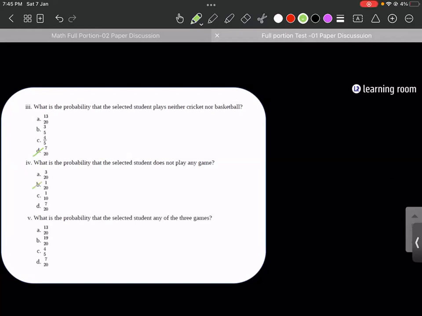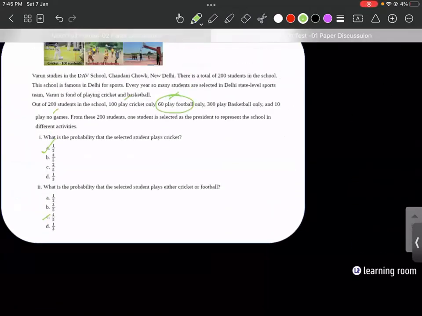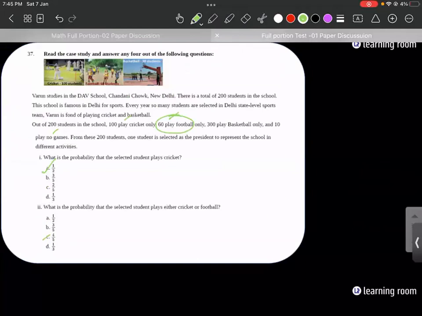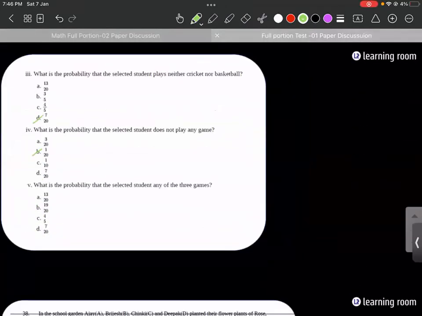What is the probability that the selected student plays any of the 3 games? So 160 plus 300. This is a mistake actually. It is not 300, it is 30. So 160 plus 30 is 190. 190 divided by 200. 19 by 20.